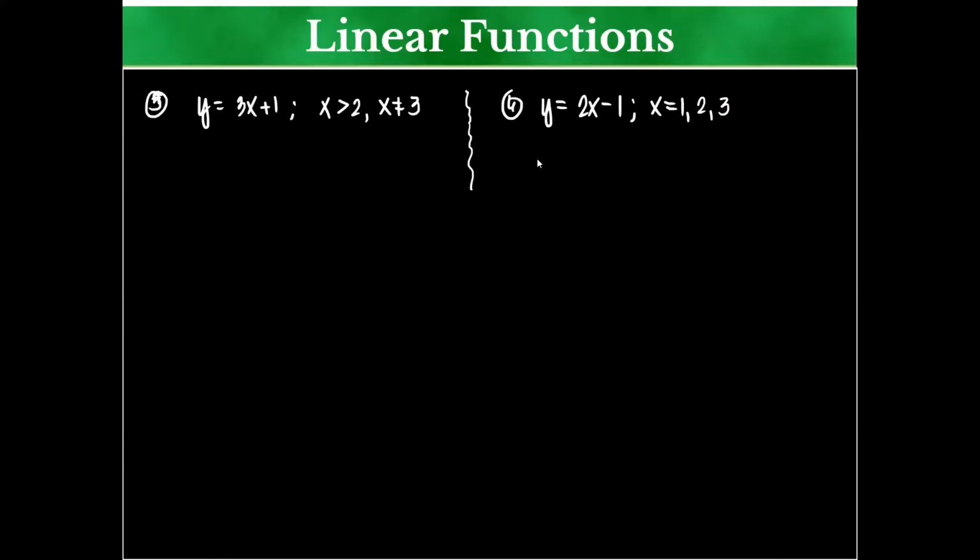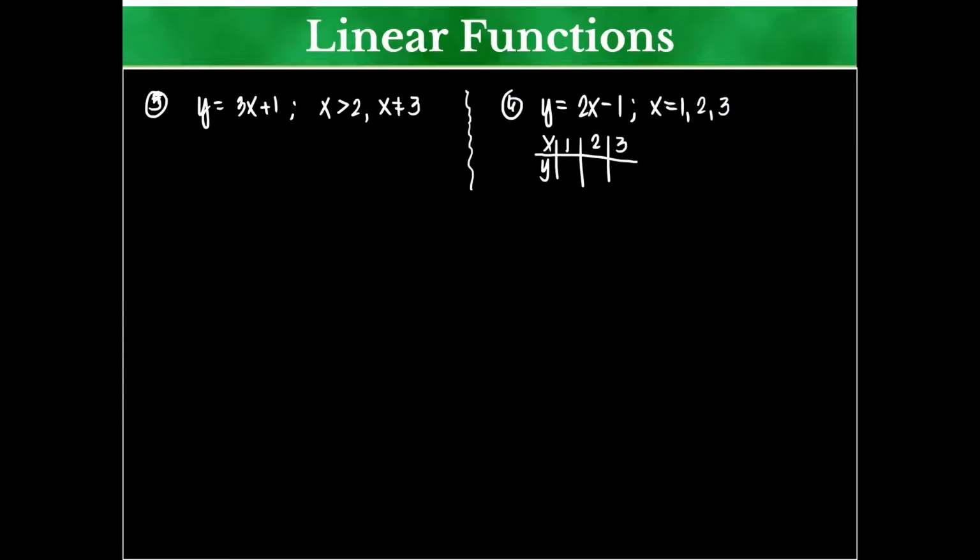Let's start with number 6 first because I think it's easier. It says here x is 1, 2, 3. So let's try. Some of you might ask, why is Sir trying 1, 2, and 3? It only needs 2 points to determine a line. I have a point to show you later on.